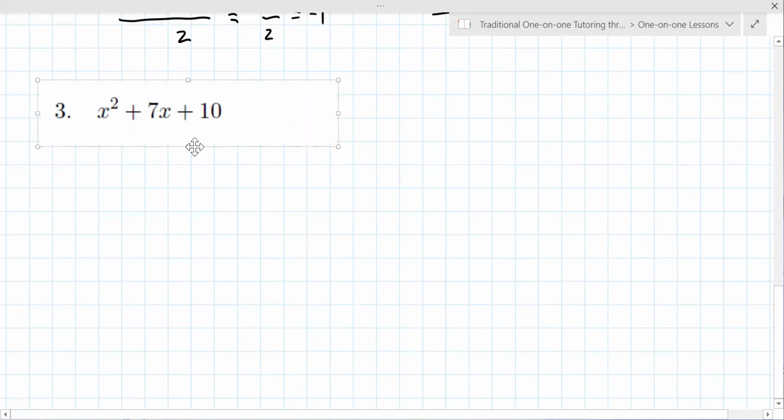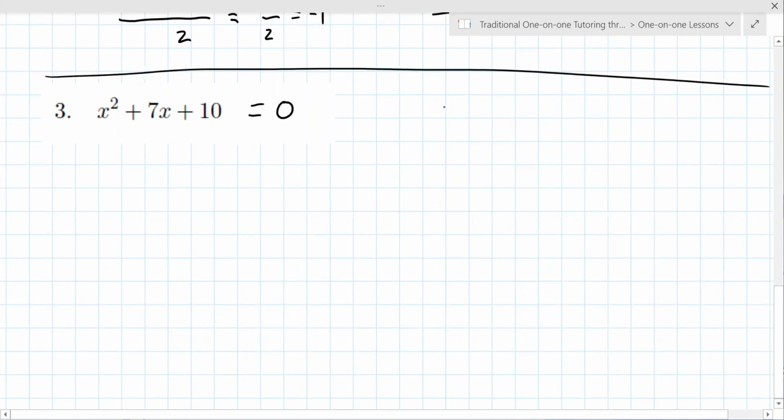The problem would say to use the quadratic formula to solve. All right, so we have to do this again. A, B, and C. A is the number in front of x squared. What is the number in front of x squared?